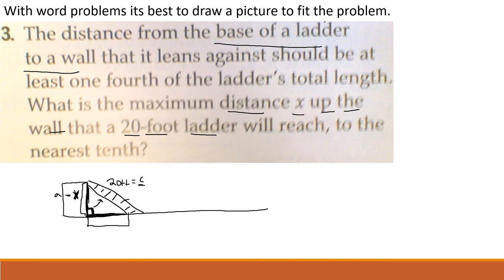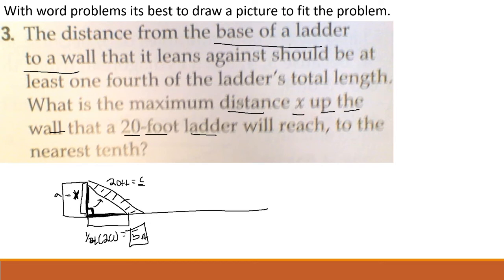It says the distance from the base of the ladder to a wall should be at least 1/4 of the ladder's total length. So if this is the ladder's total length, which is 20, I'm going to take 1/4 of 20, and I'm going to get 5. And that's how long that distance is, 5 feet.